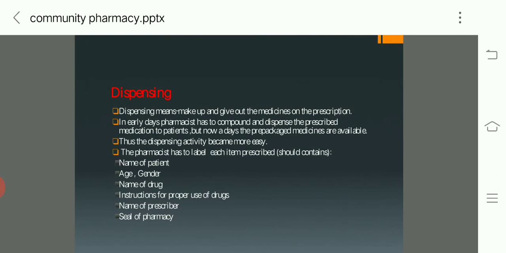Next one is dispensing. Dispensing means making up and giving out the medicines on the prescription. As we already said, in earlier days the pharmacist had to compound and dispense the medicines in the prescription, but nowadays prepackaged medicines are available, so the dispensing part has become easier. Now the pharmacist has to label each item prescribed in the prescription, and the label should contain the name of the patient, his age, gender, the name of the drug, instructions for proper use of the drug, name of the prescriber, and seal of the pharmacy.